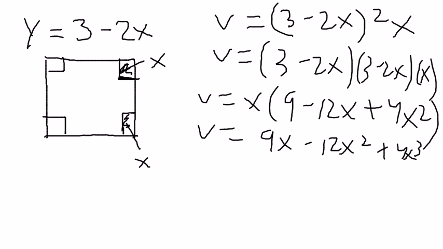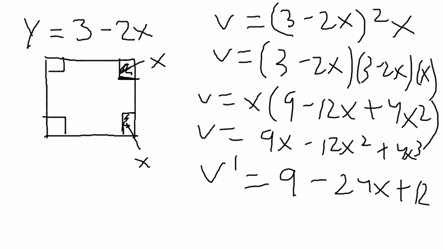Now, the way we find the maximum and minimum values in critical numbers is we use V prime. When it equals 0, that is when it is at the max or min. Or we can see it when it's undefined. But clearly by this, you see that it can never be undefined. And now, let's find V prime. V prime equals 9 minus 24x plus 12x squared. We all know how to do that. So now what we can do is set that equal to 0.